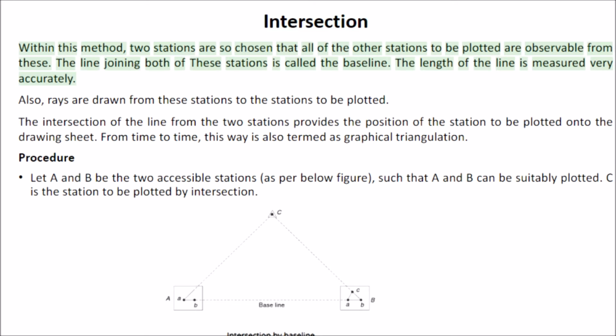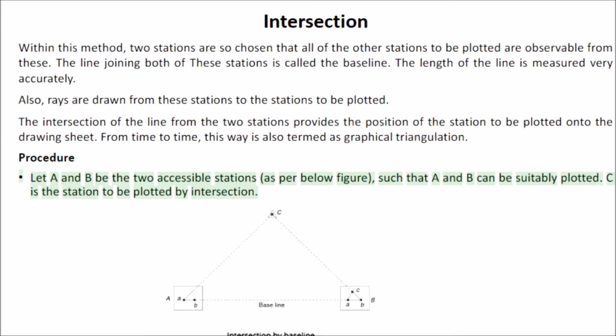Intersection. Within this method, 2 stations are so chosen that all of the other stations to be plotted are observable from these. The line joining both of these stations is called the baseline. The length of the line is measured very accurately. Also, rays are drawn from these stations to the stations to be plotted. The intersection of the lines from the 2 stations provides the position of the station to be plotted onto the drawing sheet. From time to time, this way is also termed as graphical triangulation.